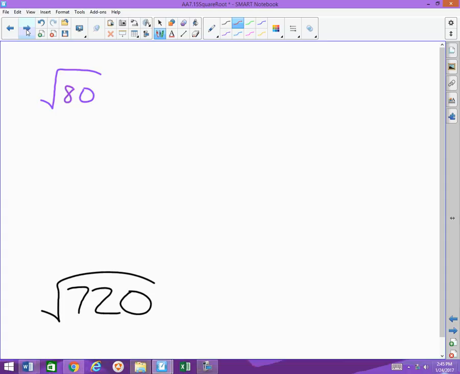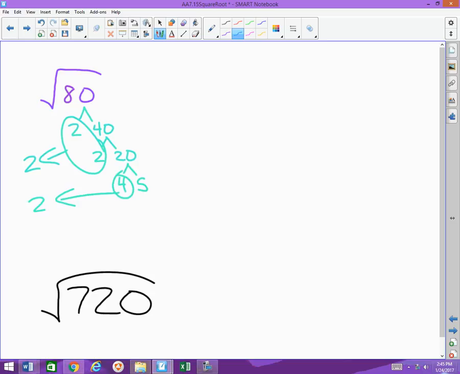So here we have the square root of 80. Well, you can start out and say it's 2 times 40, and then that's 2 times 20, and then you have a pair of 2's that get to leave as a 2, and then 20 can be 4 times 5, and then the square root of 4 is also 2, and so 2 times 2 is 4, and then the square root of 5.